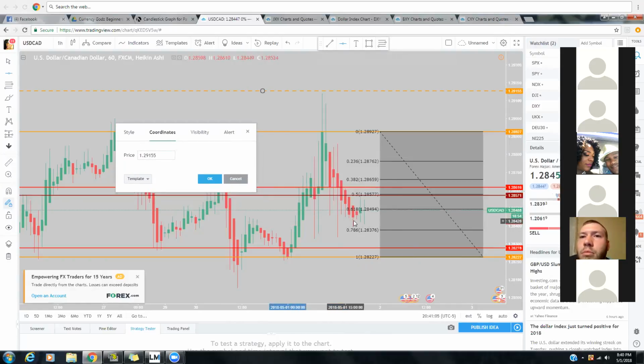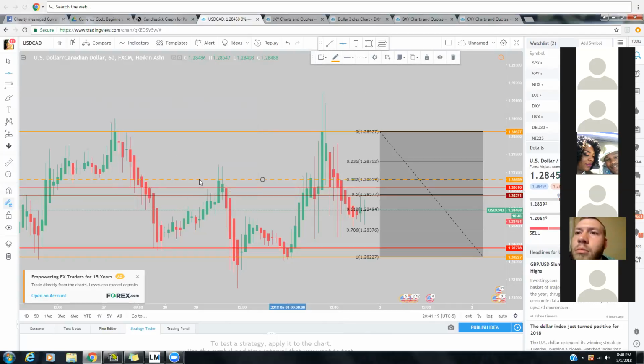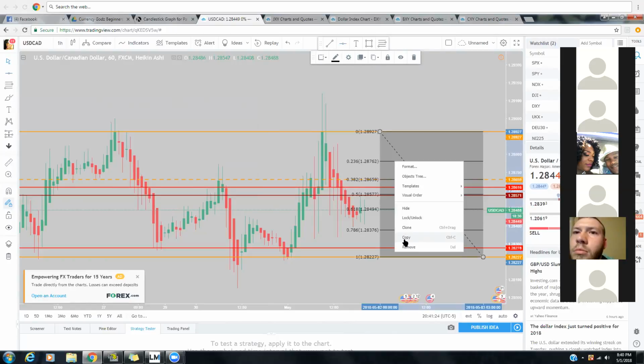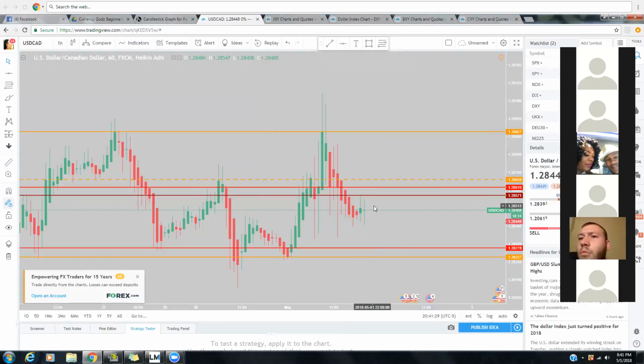So my 0.382 for a bearish chart right now is going to be 1.28659. That's where I want my line to go, because this is where I'm going to look for my test and my retest. If you have any questions, please feel free to ask. Do not hold your questions until the end. No questions, no answers means you understand it fully, and we're just going to move along.